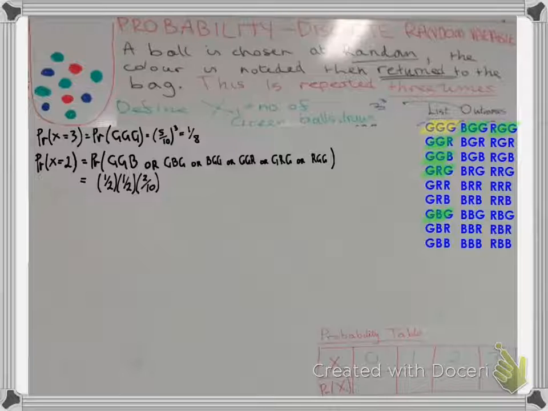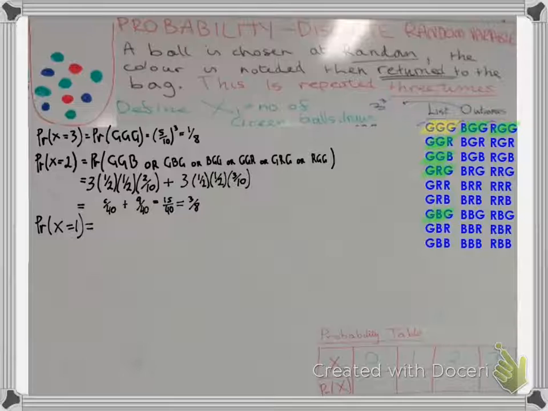So first one, this is here now where we have a green, green, and a red, where you've got 2 out of 10. So how many times does that occur, where you've got a green, green, and a red? We've got 3 of them. And then we have this situation where we've got green, a green, and a blue. And we've got 3 of those. So altogether, by multiplying that out, we've got a total probability of 3/8.